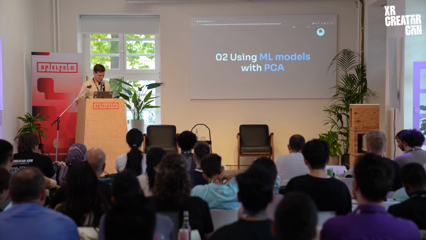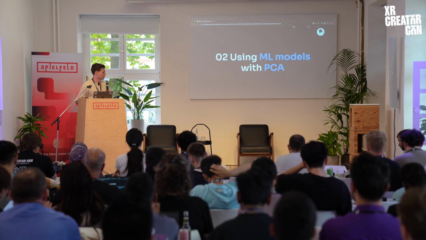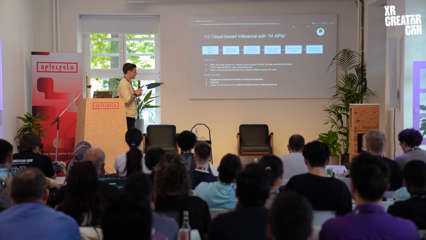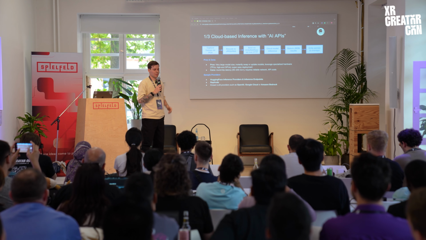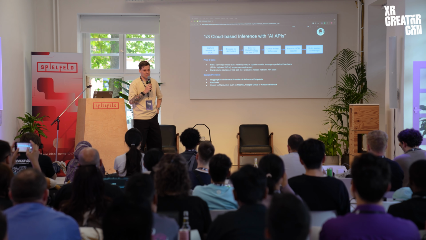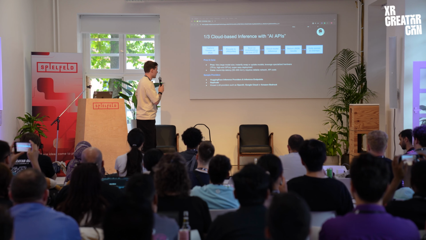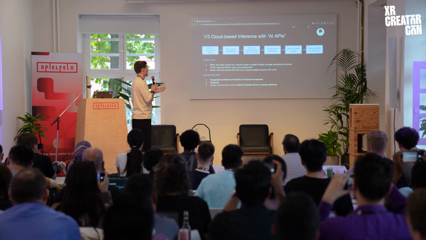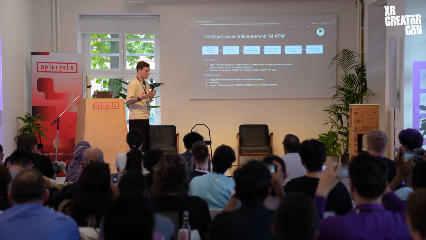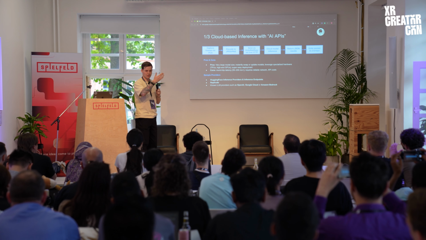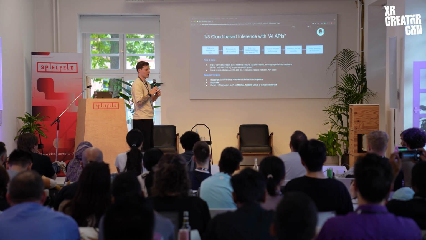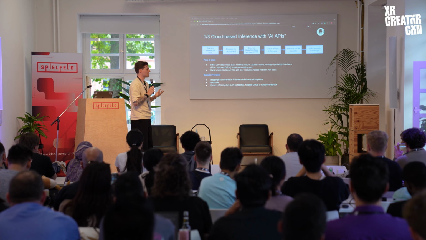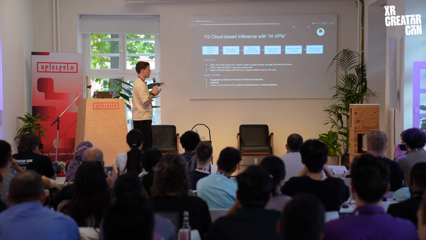Okay, so how do we use ML models with PCA? There is basically 3 ways. My favorite one is using cloud APIs. It's very flexible, it's very easy to use. You essentially capture your camera frames, you encode your PNG or JPEG. Unity can send web requests, so you just send a web request to your endpoint, or basically an URL where your model is hosted. This can be Hugging Face, this can be Google Cloud, any other provider, also OpenAI.